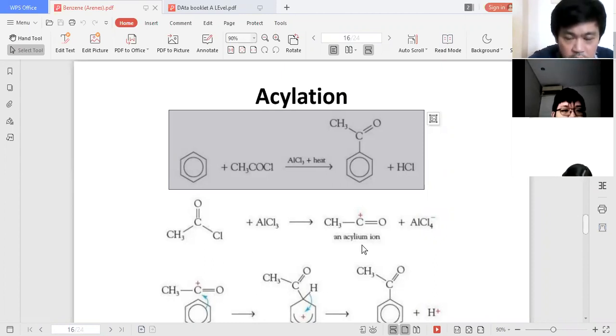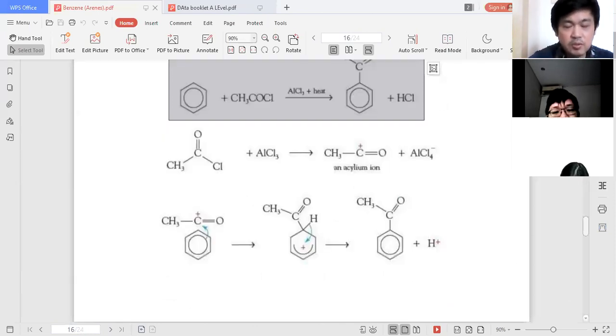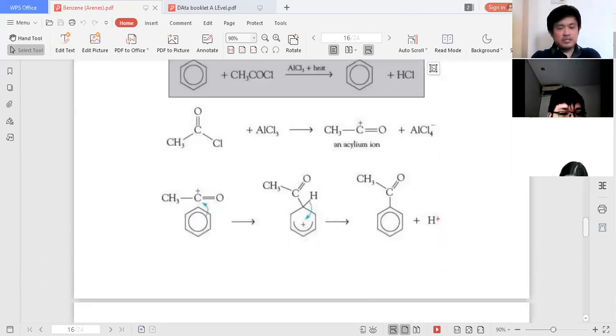Okay, so this is the acyl ion. This one is the catalyst that has undergone reactive covalent bond. This acyl ion reacts with the benzene. There is a partial positive charge. So the acyl reacts with the benzene and then attaches. So this is called the acylation.